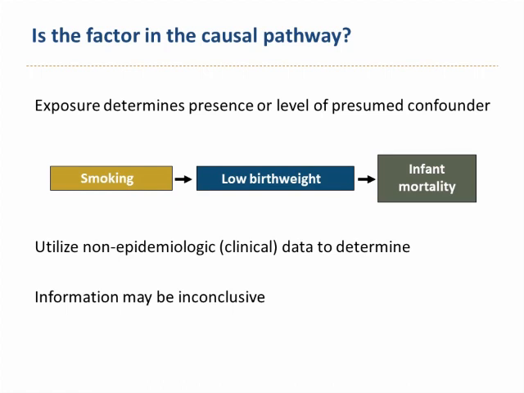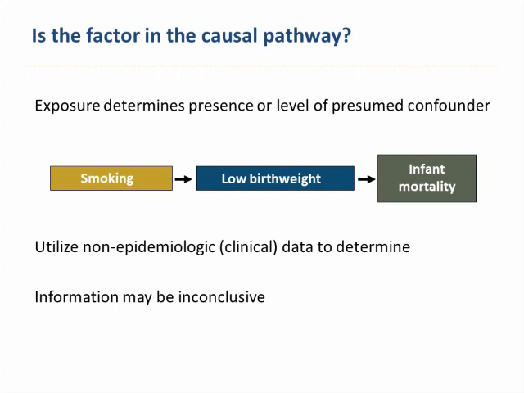Now, in this relationship, we would be comfortable saying that smoking causes low birth weight, which in turn puts an infant at higher risk of death. So in this example, low birth weight would be considered on the causal pathway between smoking and infant mortality, and therefore we would not consider low birth weight to be a confounder of the relationship between smoking and infant mortality.